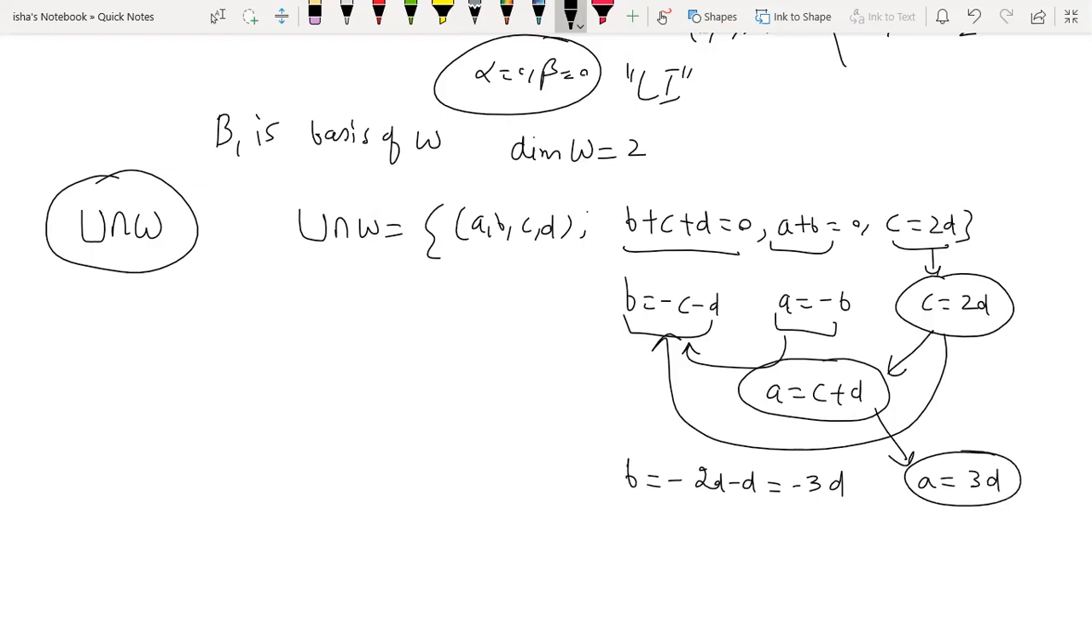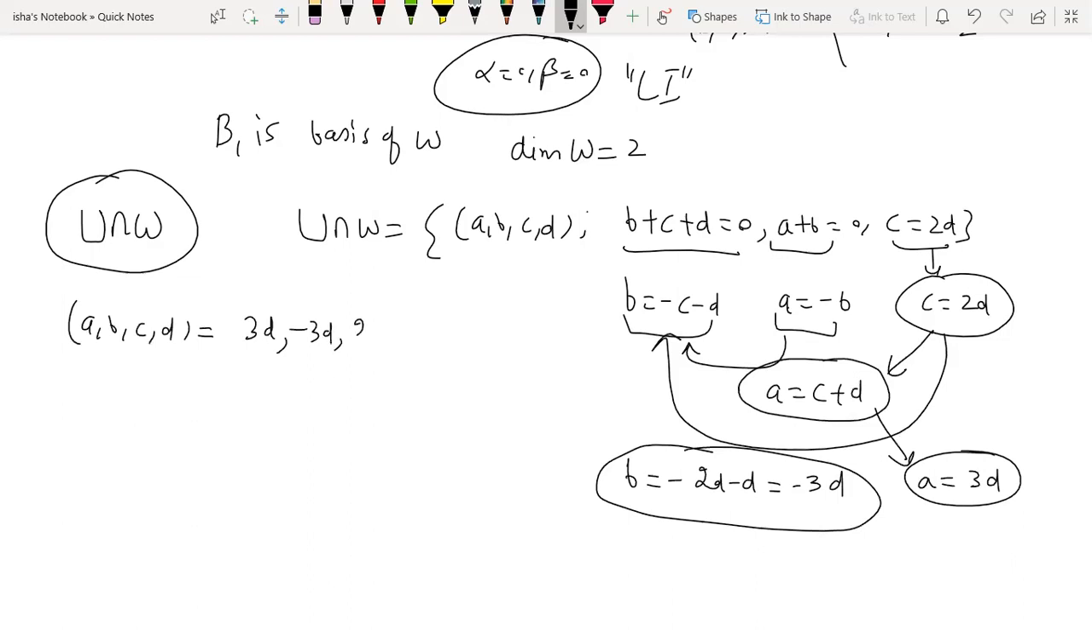So ultimately A is in terms of D, B is in terms of D, C is also in terms of D, and D is obviously D. So this vector A, B, C, D is: A is 3D, B is minus 3D, C is 2D, and D is just D. So if you take D outside, it is 3, minus 3, 2, 1. So this is the single element.